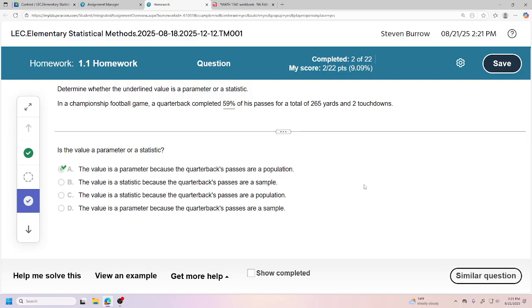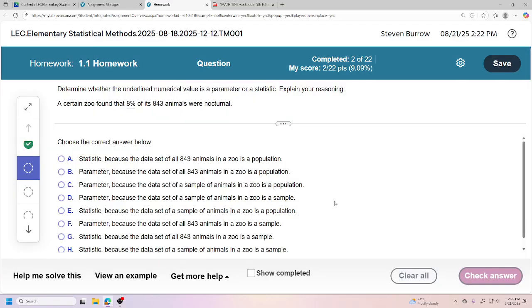So why was it a population in this particular case? Because they're not talking about every quarterback. They're saying just this one guy, and that's it. He himself is the population. Isn't that so weird? But this is your homework, and that's what we're talking about. Now, if they said out of all quarterbacks, this one, well, there you go. Then now it's a sample, okay? So what about this one?